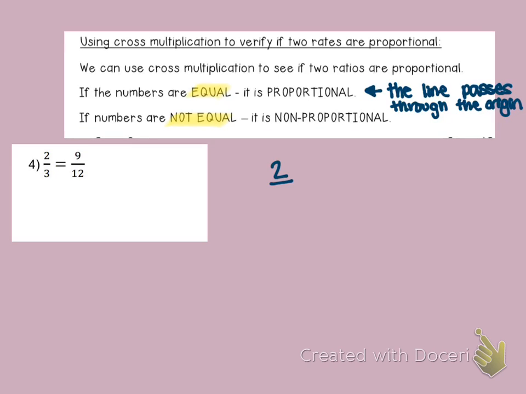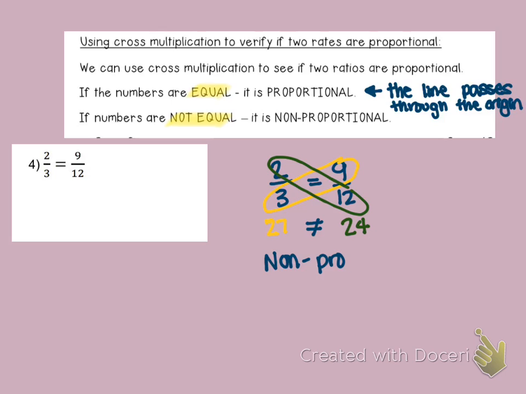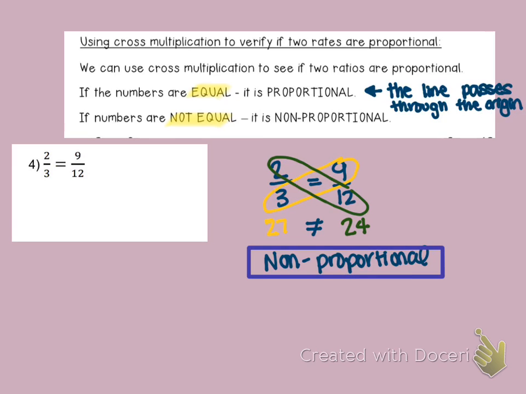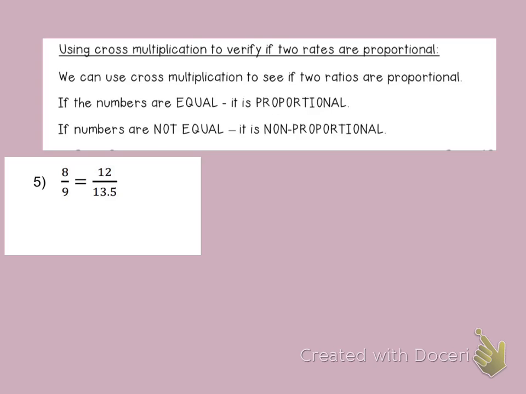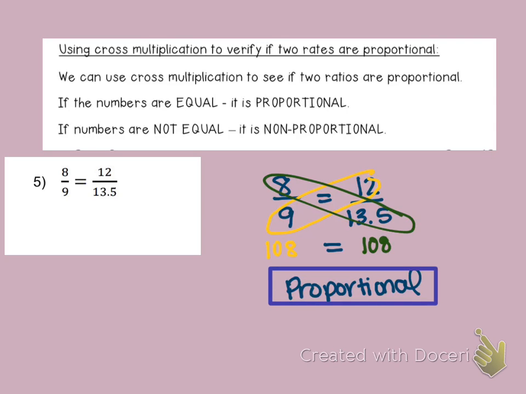All right, so I'm going to rewrite my problem. First ratio is 2/3, and second ratio is 9/12. Okay, so this is just about cross multiplication. If I cross multiply, 9 times 3 equals 27, and 12 times 2 equals 24. Those numbers are not equal, so I need to put that not equal sign, and therefore it is non-proportional. And I'm going to box that because that is my official answer. So I want you to go ahead and try number 5 and press play when you have finished. You should have gotten that each diagonal is 108, therefore they are proportional.